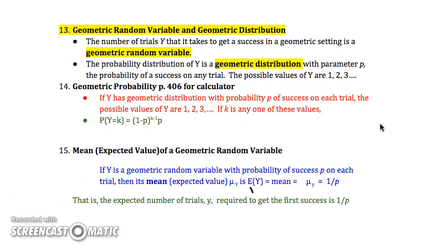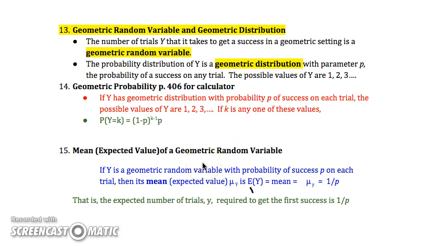So on page 406, we have geometric probability on the calculator. It's found in the same place as binomial CDF and PDF. GeoPDF is for an equal sign. GeoCDF works the same way for less than or equal to sign, and you have to use the complement rule for greater than or equal to.